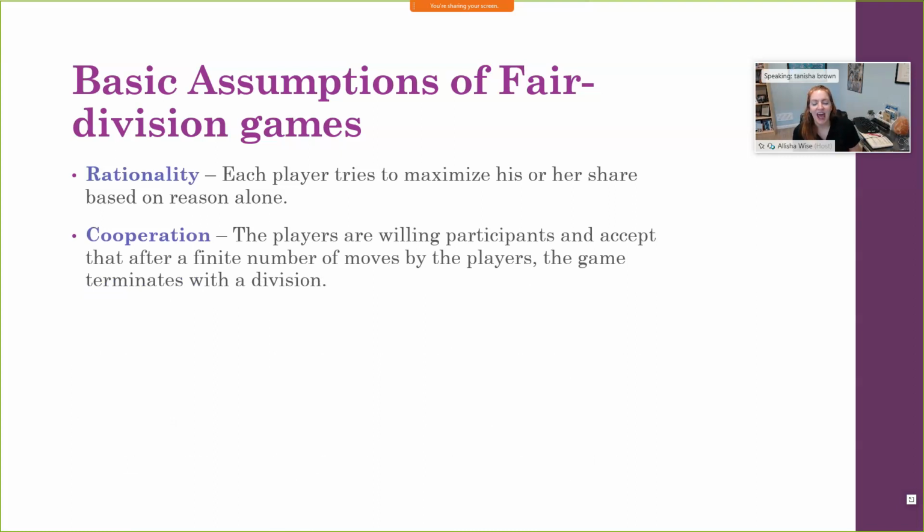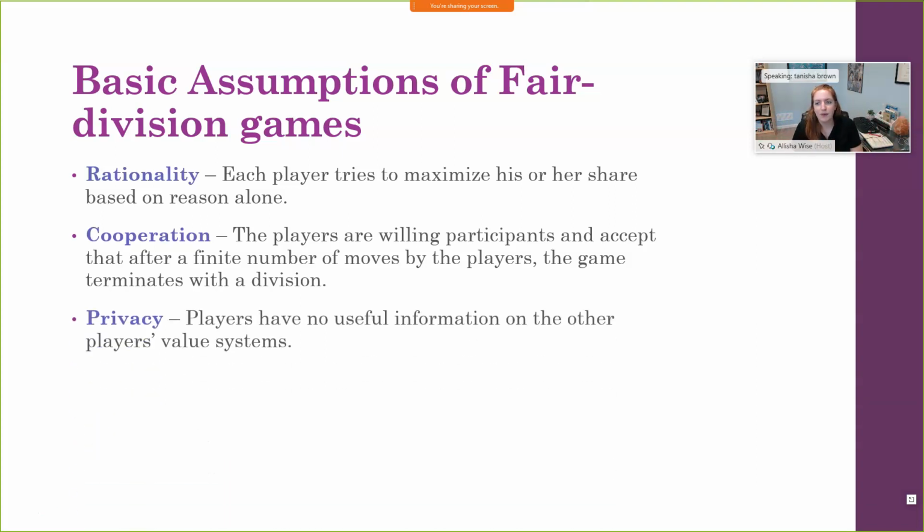Cooperation. So in the game, we are saying that the players are willing participants and accept that after a finite number of moves, the game terminates with a division. So basically, you have to think like if you're getting a divorce and the two parties, they have to come to an agreement at some point. So this doesn't always happen, but eventually it kind of does, right? People get tired enough.